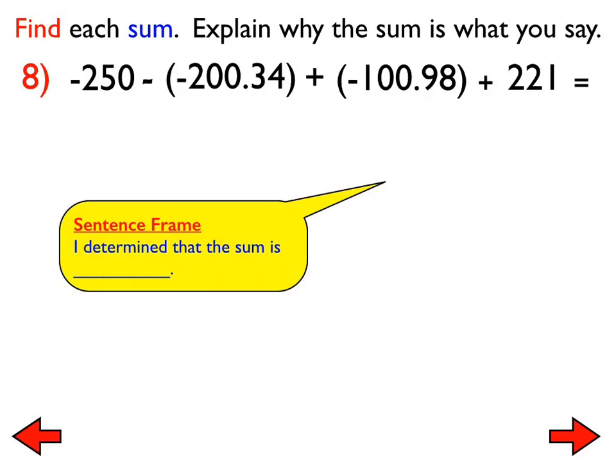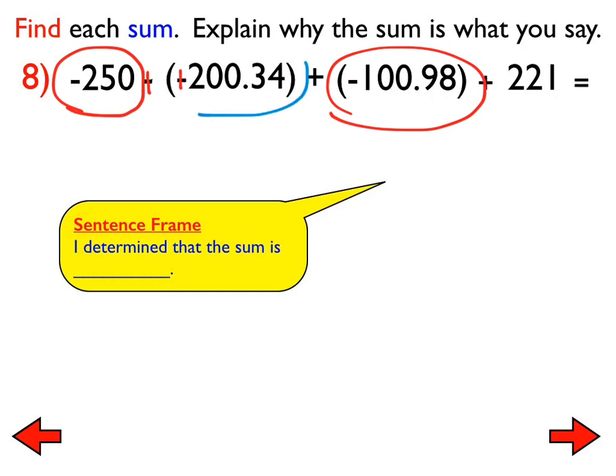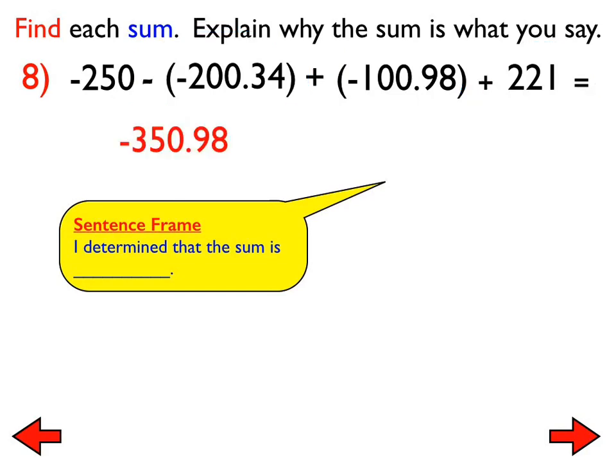If I'm doing a problem like number 8, the first thing I do is I add the opposite right there. That's the only place I see subtraction, because now, since we have straight addition, we can gather my negative numbers together, and then I can gather my positive numbers together and do some comparing there. So when we do that, we have 350.98 negatives and 421.34 positives. I have more positives than I do negatives. In fact, I have 70.36 more. So I determined that the sum is positive 70.36.